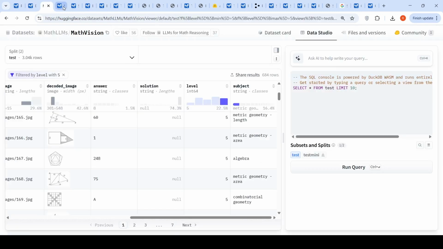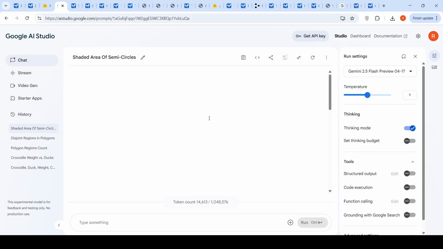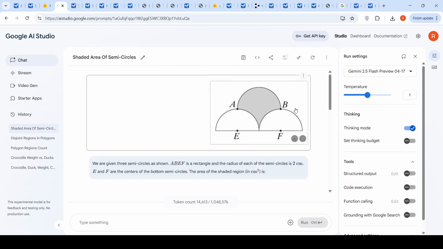Okay. I tried one more math problem, again a geometrical thing where you have semicircles like this, and ABEF is a rectangle. The radius of each of the semicircles is 2 centimeters. What is the area of the shaded region? The correct answer is 8. Again, I pulled it out from this thing.